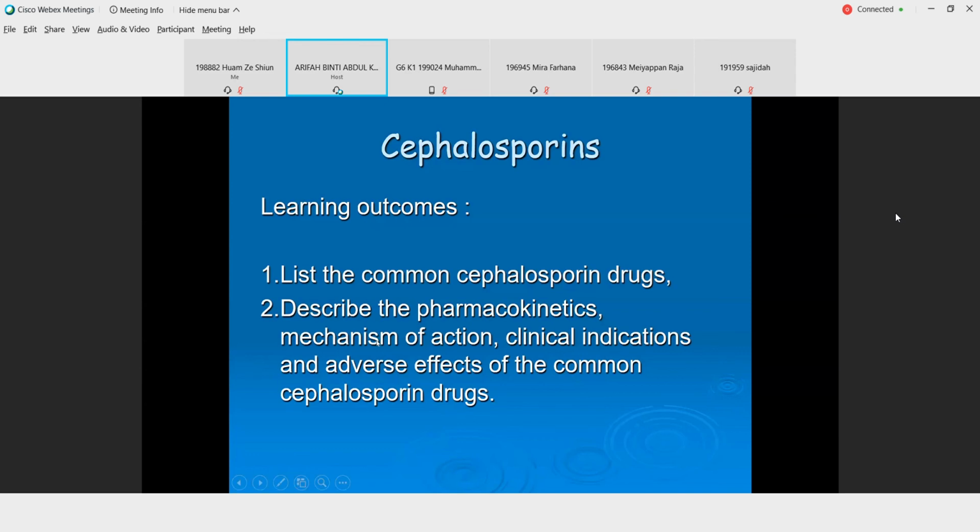Here is the brief kinetics, not very detailed. I won't ask you the elimination half-life, the clearance rate, or the volume of distribution. But you should know how it is absorbed, how it is secreted, and so on. So brief mechanism of action, clinical uses and adverse effects.